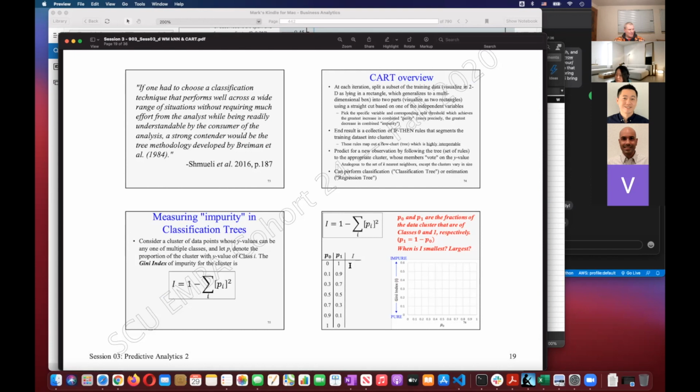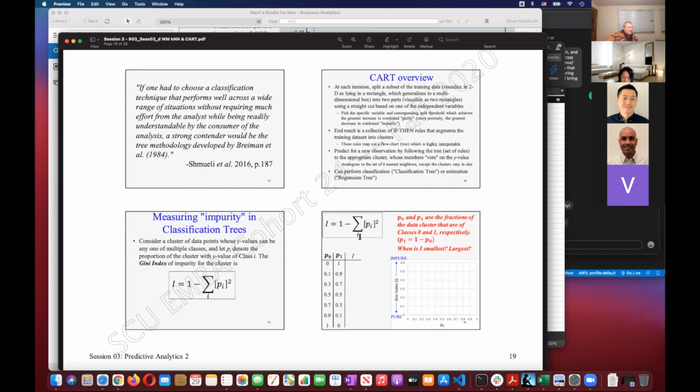Wait, what are you looking at? I'm just trying to calculate it in my head. Because for the PI, it would be 0.1 minus 0.9 squared. Yeah, so 0.9 squared is 0.81. 1 minus 0.81 is 0.19, right? Oh, I see what you're doing. You're squaring them first and then subtracting them. I was subtracting them and then squaring them.